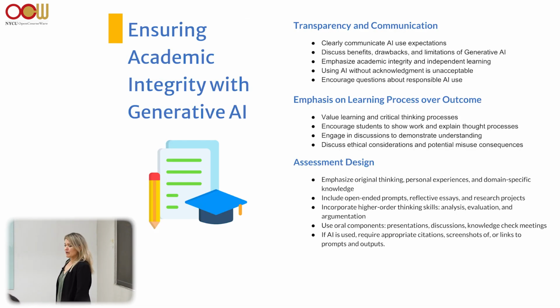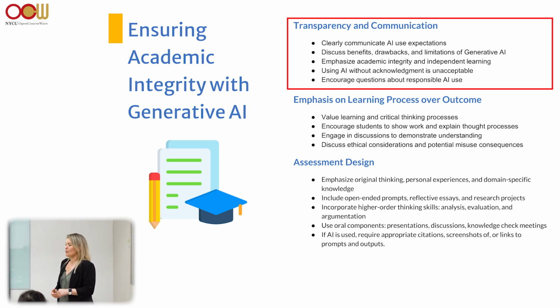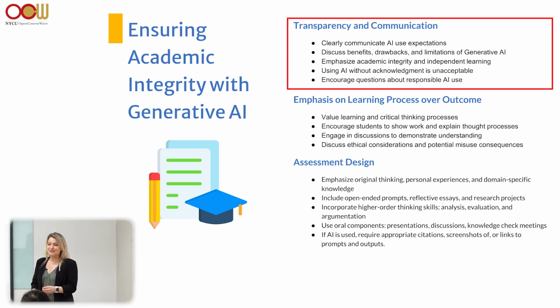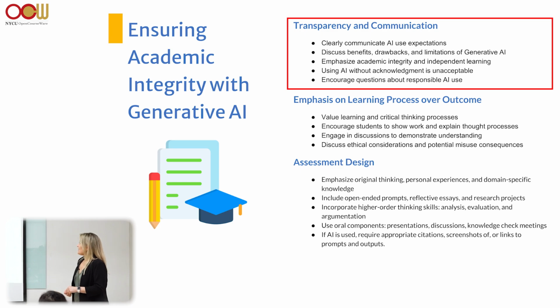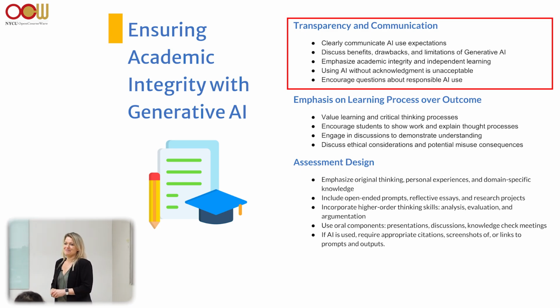So some 3 main ways that we want to focus on for ensuring academic integrity in the world of AI. The first, as I mentioned before, is transparency in communication. So we want to really make sure our students understand what it means to use this tool and understand what our expectations are. Make it very clear for them, so there's no hazy confusion. Make it very clear and encourage students to ask questions.